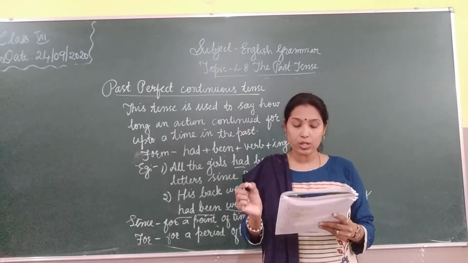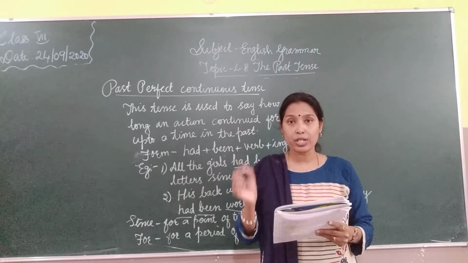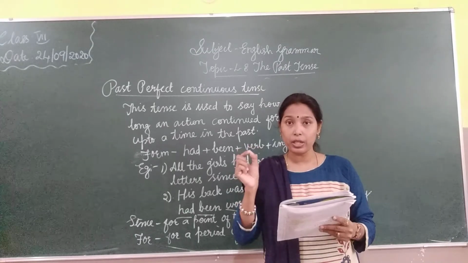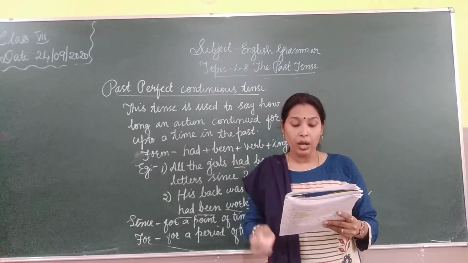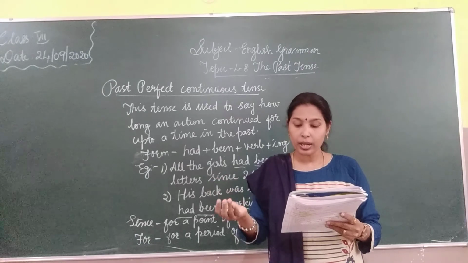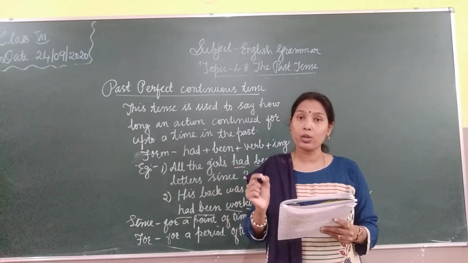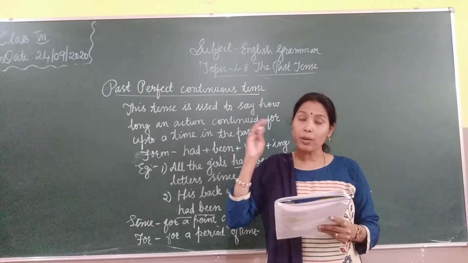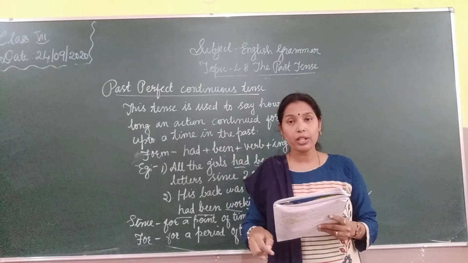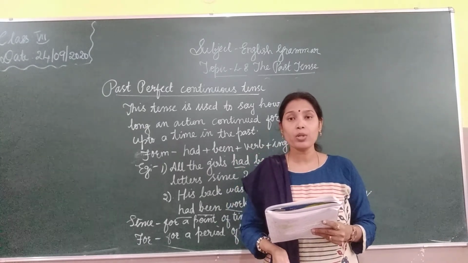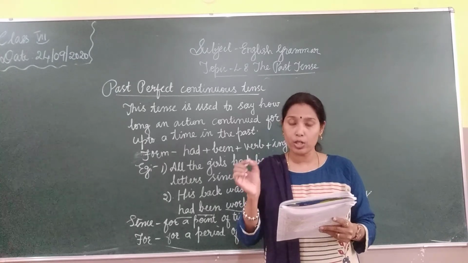Next, for is used for a period of time. For is used for a period of time. Numbers, okay. For 2 years, for a decade, for a fortnight, etc. For all those tenses we can use for. Okay. From the past happened until now it's continuing. In that case we have to use since. Okay. For a point of time.